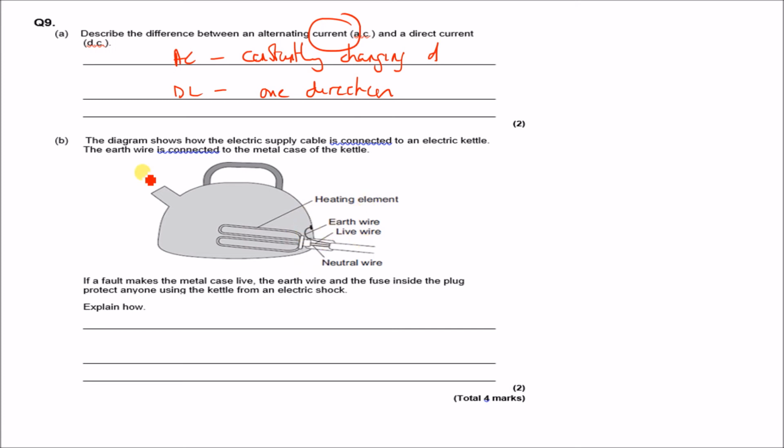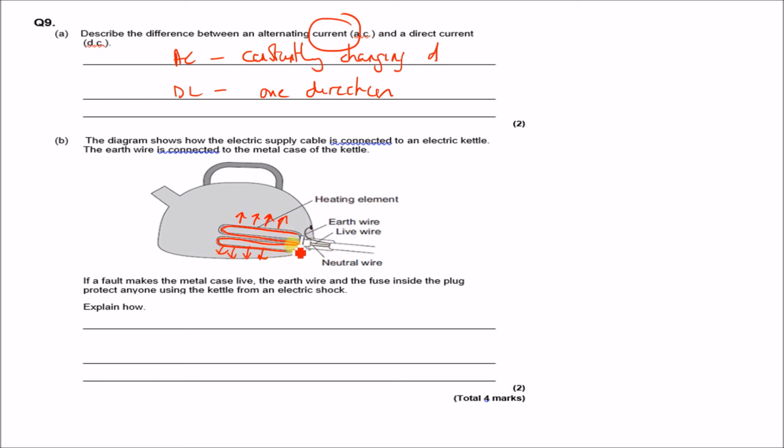Right, and the last question, it's talking about how an earthing system works. So it says if a fault makes the metal case live, so normally the electron flow is through the filament bulb, and this has a path of very high resistance. So the reason this is getting hot is because the filament has a high resistance because of the material it's made out of, and therefore it emits lots of heat energy because of its high resistance.